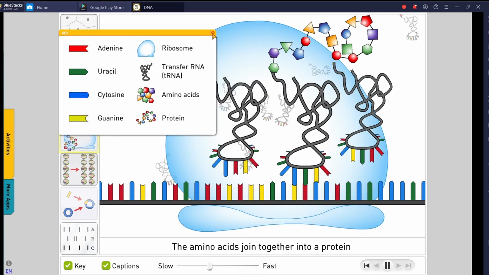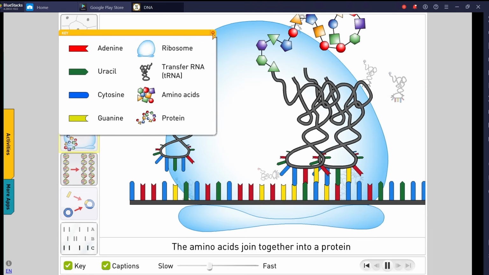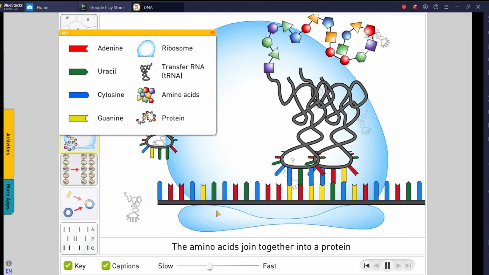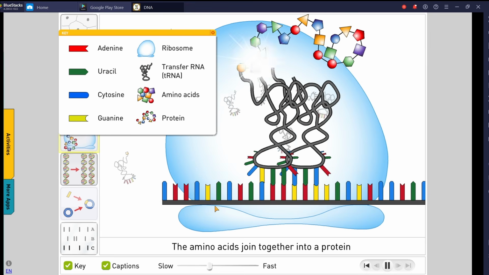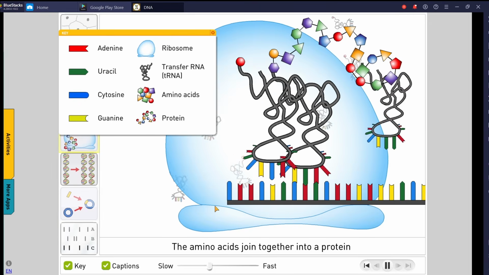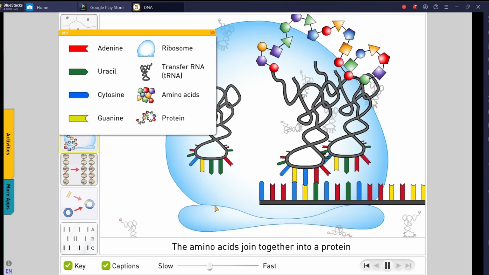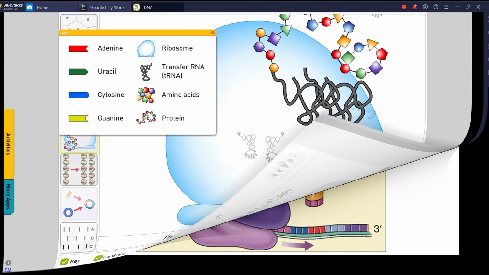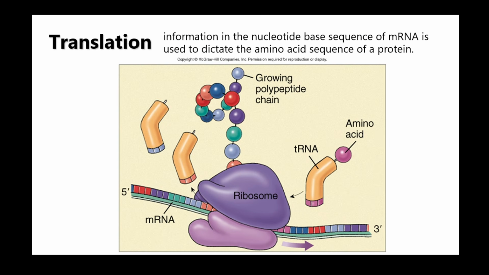Until matapos po si mRNA, ayan, magkakaroon na tayo ng buong protein. Now, if you will notice, the mRNA is being coded in groups of 3. Okay, may tawag dyan sa mga groups of 3 na yan.